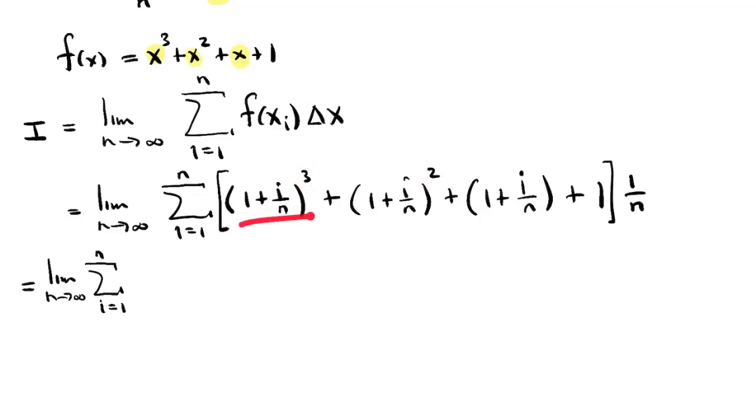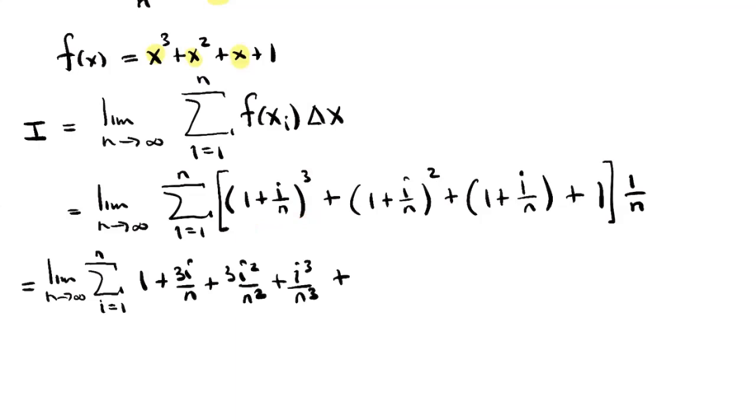So I'm expanding 1 plus i over n, cubed, and I'm going to write that it's equal to 1 plus 3i over n plus 3i squared over n squared plus i cubed over n cubed. Okay, that's how that thing would expand out.